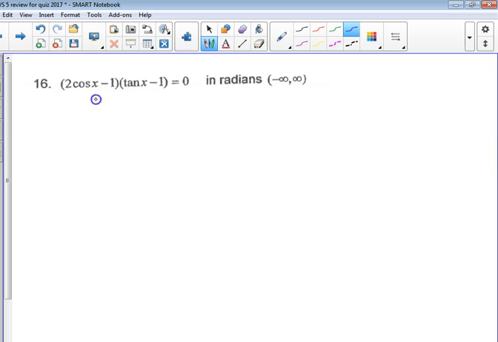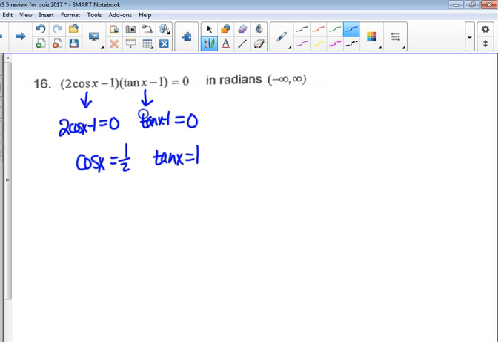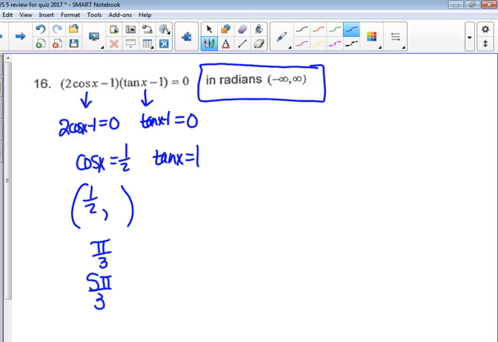Nice. Already factored. I set each of those equal to 0. What will I get? Cosine of x is 1/2. Tangent of x is 1. Okay. This one's easy. I'm just looking for the ordered pairs with a positive 1/2. Pi over 3 and 5 pi over 3. Okay. Am I done with that one? Negative infinity to infinity means, yeah.